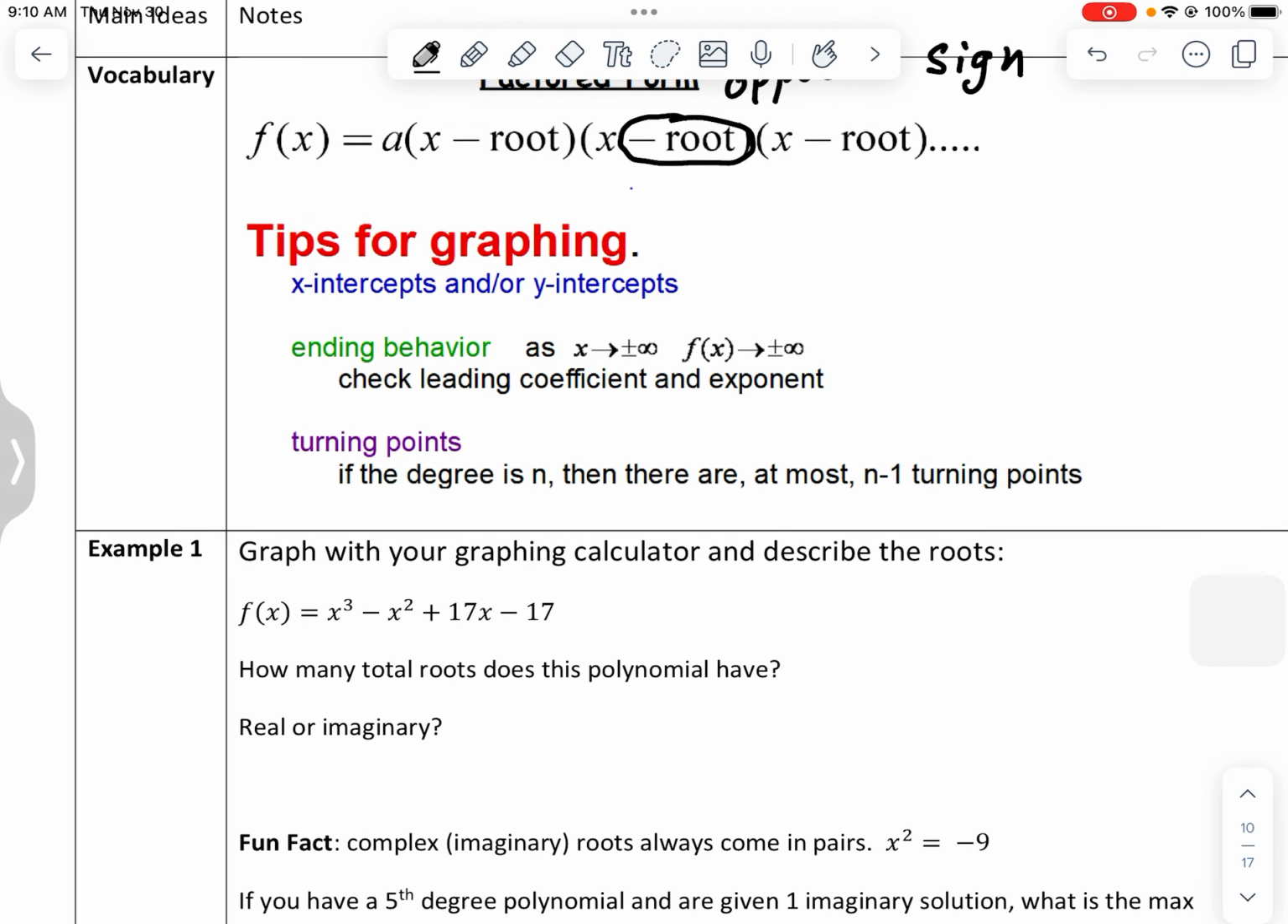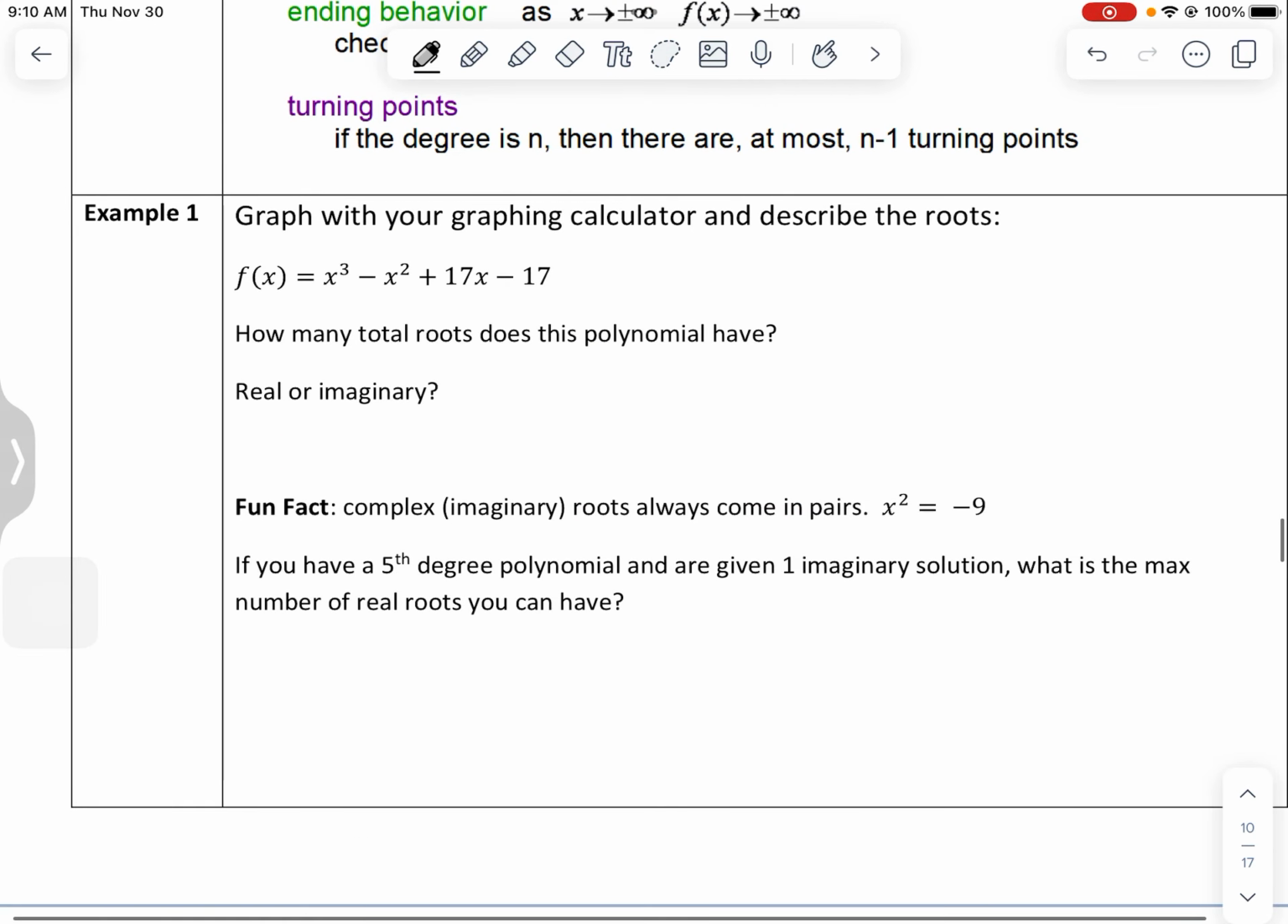We're always going to want to think about which direction the tails are going to go. Does our graph match up with the characteristics that we've learned about so far? And then also thinking about those turning points. We talked about the turning points because the degree is always 1 greater than the turning points, or it has to be at least 1 greater.